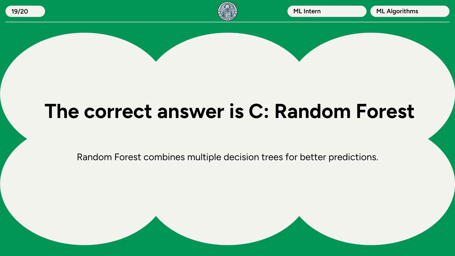The correct answer is C. Random forest. Random forest combines multiple decision trees for better predictions.